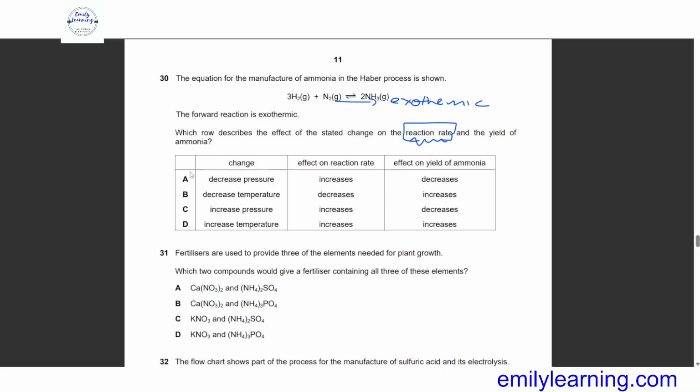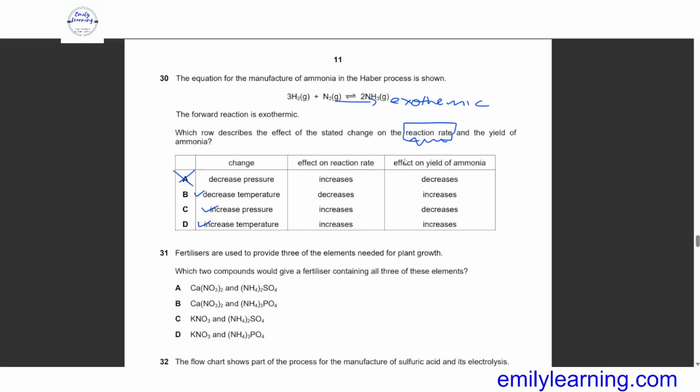Okay, so this is out already. A is out. If I decrease the temperature, the rate of reaction will decrease. This is correct. Increase pressure, rate of reaction increase, correct. Increase temperature, rate of reaction increase, correct. So B, C, and D are possible answers after checking the first and second column.